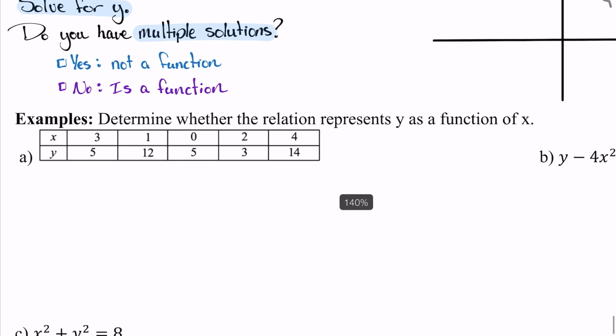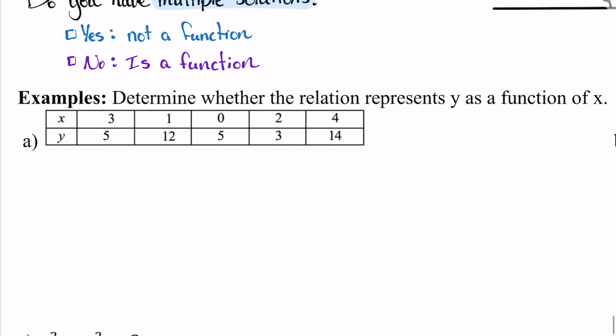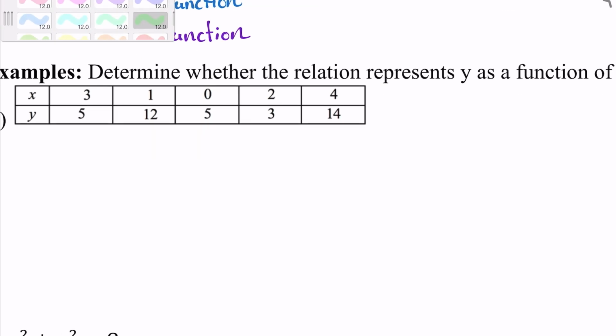So putting our understanding to the test, we're going to determine whether the relation that we see represents y as a function of x. So is this a function? Looking at this, whenever I'm trying to figure out if it's a function, I'm paying attention to those x values and making sure that they are individuals and that there isn't any that's repeated. So it looks like I go 3, 1, 0, 2, 4. Well, it's not in order. That's fine. It doesn't have to be. None of these x's repeat. So because my x's don't repeat, this is a function.